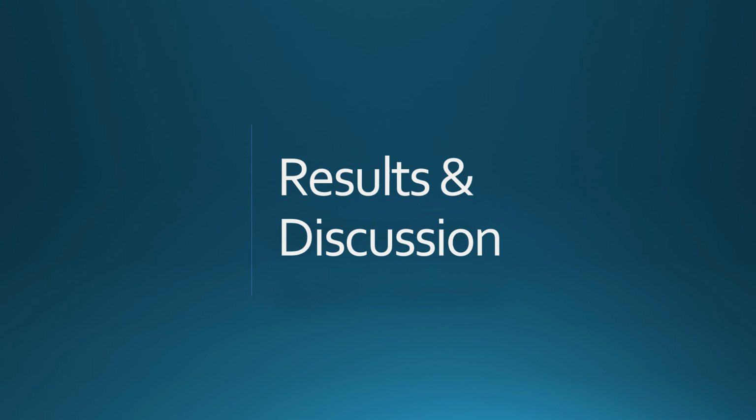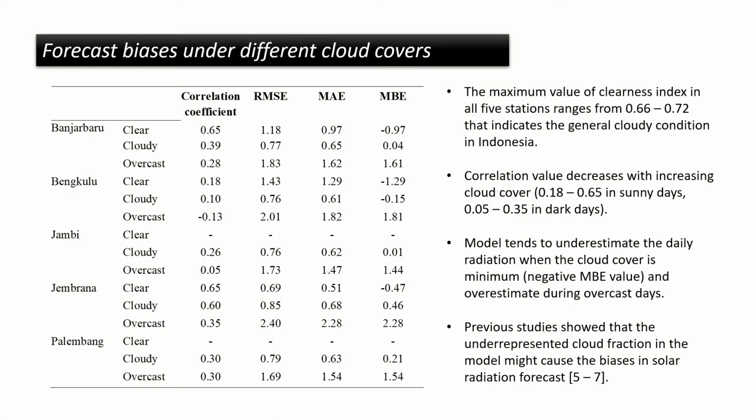So here are some of the results. So from the calculation of several error metrics under different cloud covers, we found that correlation value decreases with increasing cloud cover, which is not so surprising. But one of the interesting things is that it turns out the model tends to underestimate the daily radiation when the cloud cover is minimum, that is indicated by negative mean bias error values, and overestimate it during overcast days. So from previous studies, we expect that this is caused by the underrepresented cloud fraction in the model.